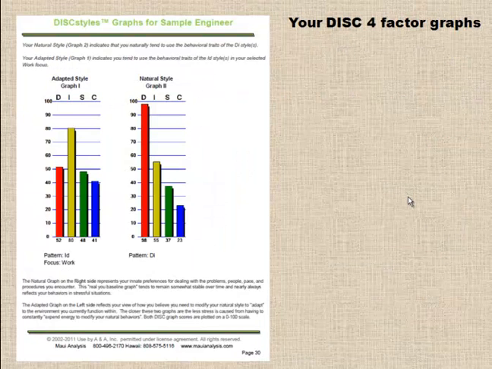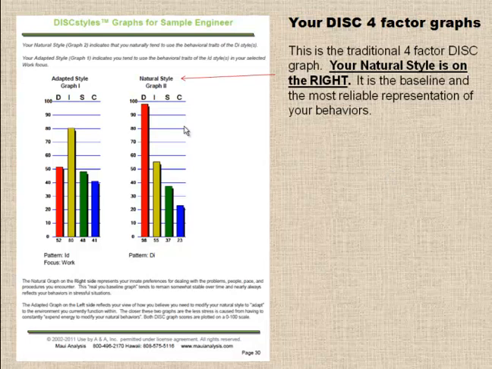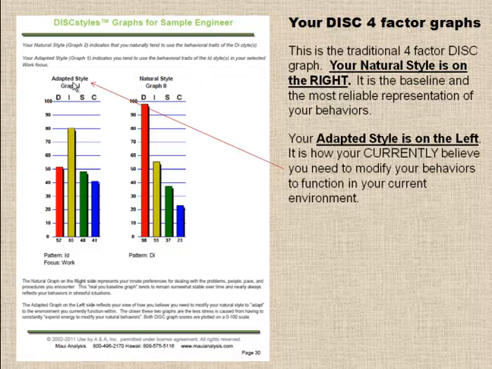So page 30 of your report is your four-factor graph. And the graph on the right is your most important one, as it is your natural style. It's your baseline style. It's the one that represents how you're actually wired. The adapted style is the graph on the left, and this one changes based upon the circumstances. So you can see in this person's circumstances, they've had to dial down their dominance. You see, it's gone from way up here down here. They've had to increase their extroversion. The steadiness has gone up a little bit, and the compliance has gone up.